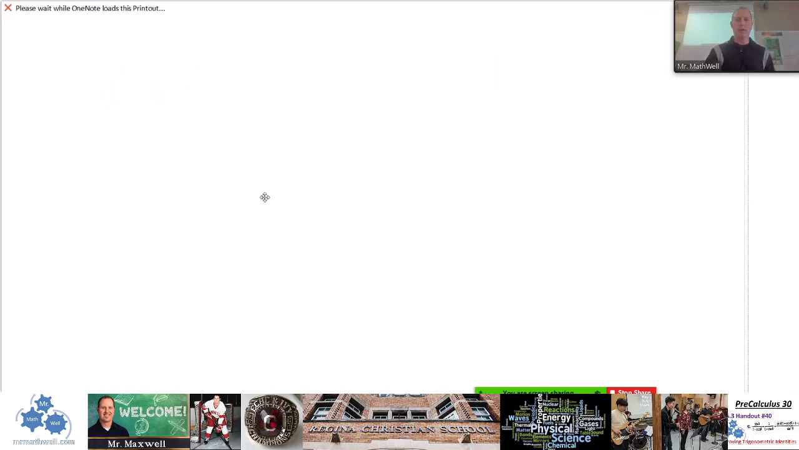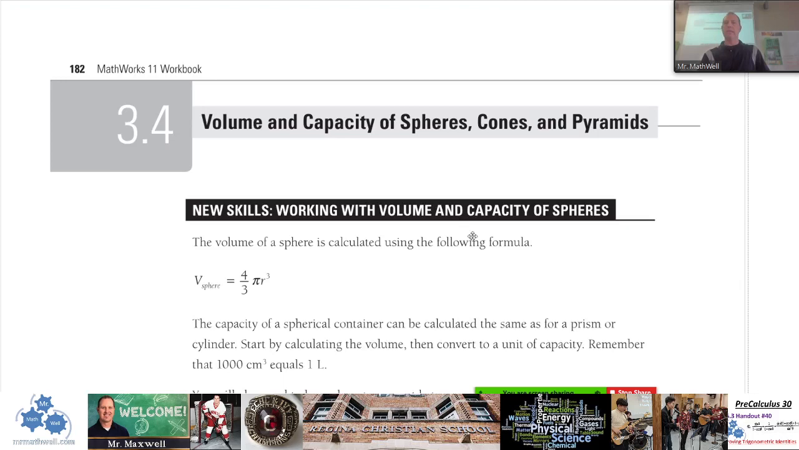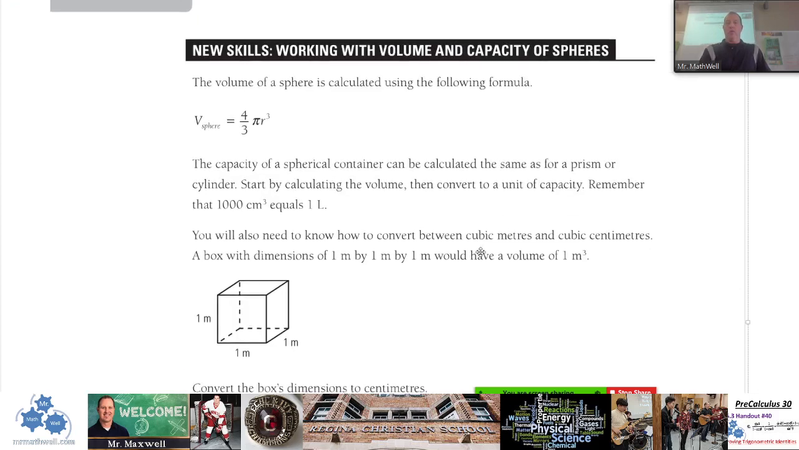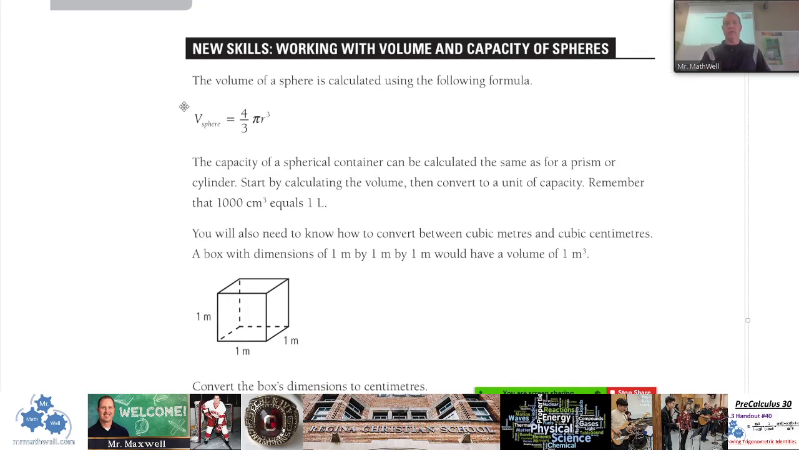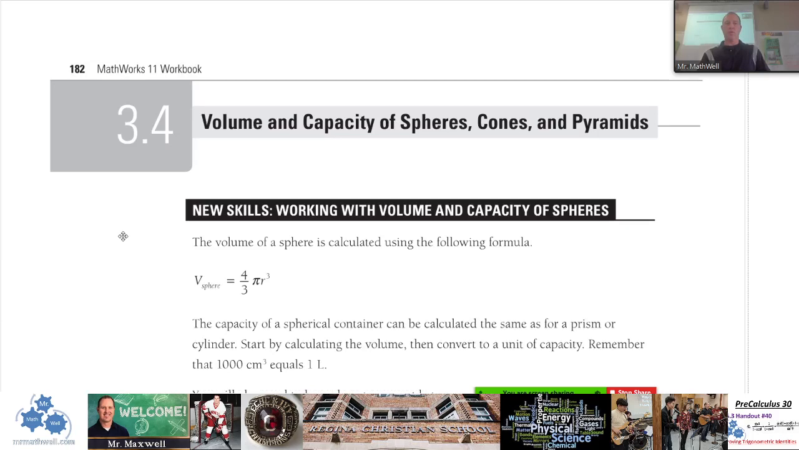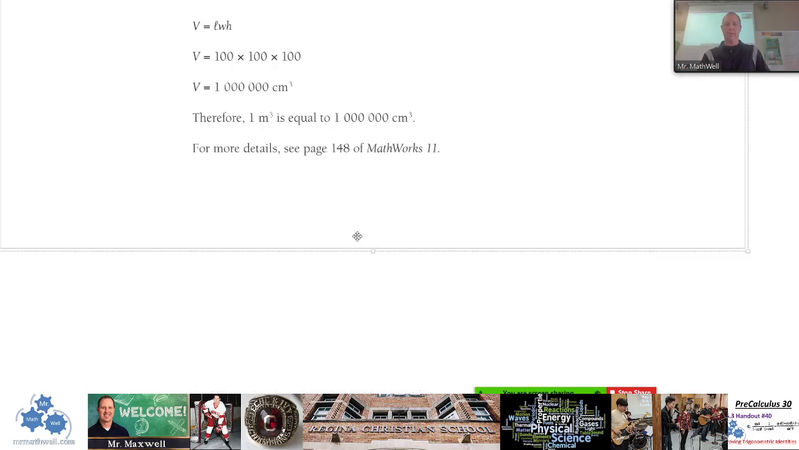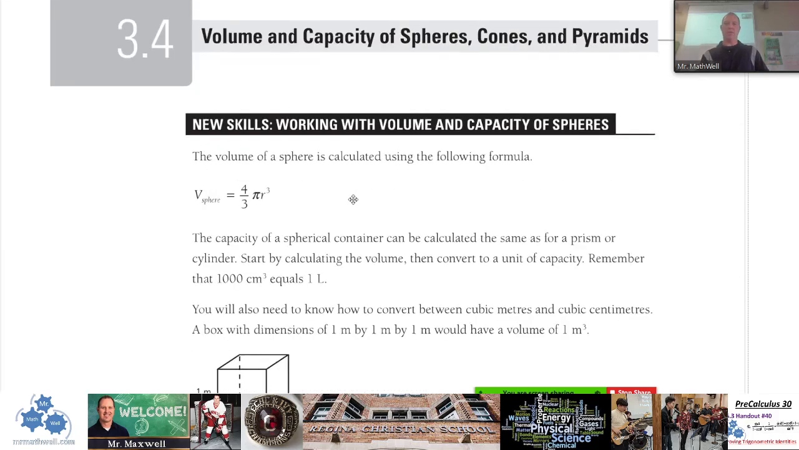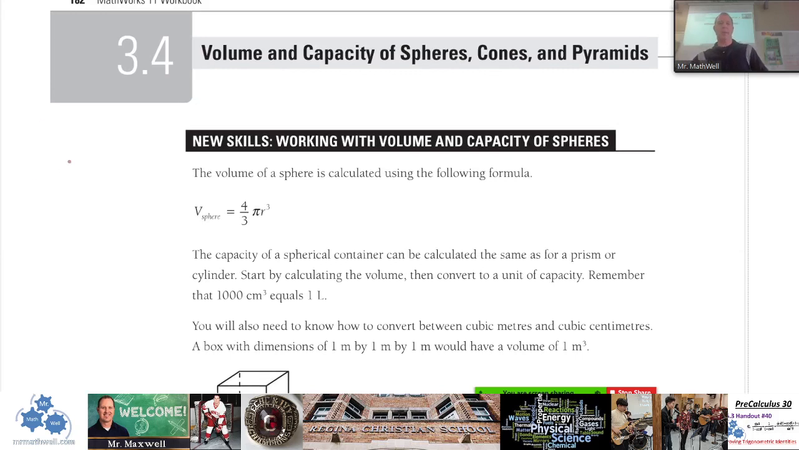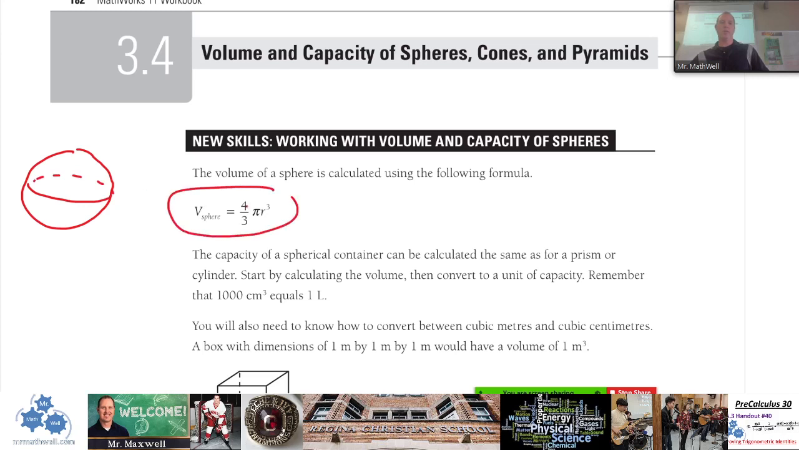Now, 3.4, let's see. Okay, volume of spheres. So here's the formula for volume of a sphere. 4/3 pi r cubed. Oh, I don't have the page that actually has a sphere written on it. But a sphere, remember, is a ball, 3-dimensional. And the volume is 4/3 times pi times r cubed.